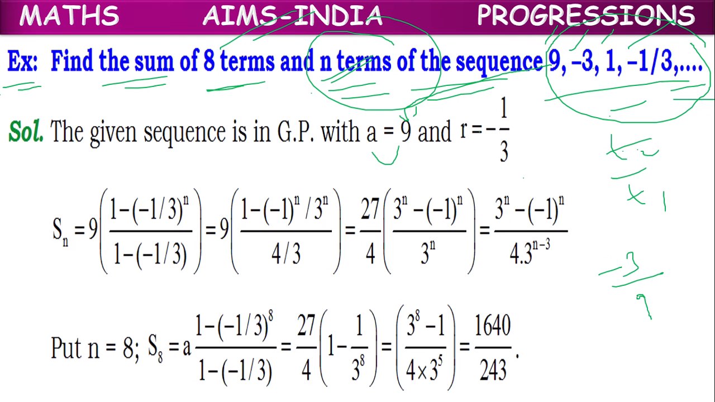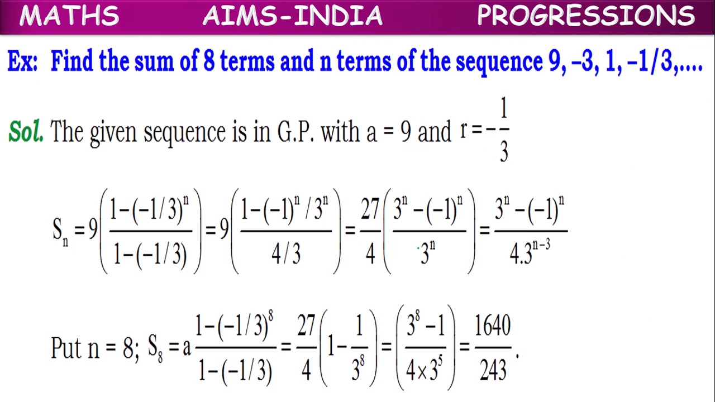So after cancellation, it is equal to -1/3. So we know A value, we know R value. Now the formula for Sn is, because here R value is less than 1, that's why for the Sn formula we have to take a into 1 minus r power n by 1 minus r. This is the formula for sum of n terms.